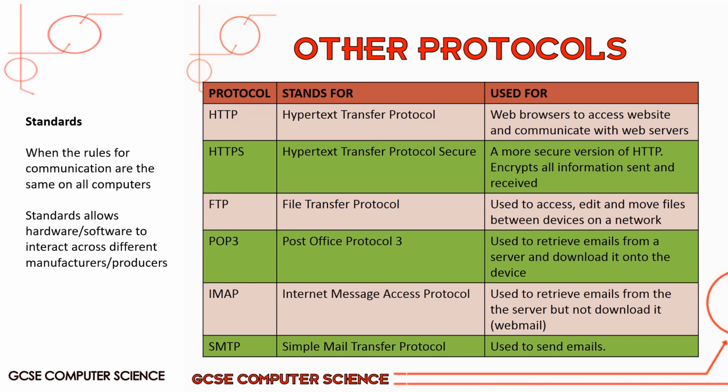The other protocols that you need to know are HTTP and HTTPS. These are both used to access websites, but HTTPS is for when the website is being encrypted. FTP is used to transfer files between different devices on a network. POP3 and IMAP are both used to access emails, but POP3 downloads it to the device and IMAP retains the information on the server. SMTP is used to send emails.